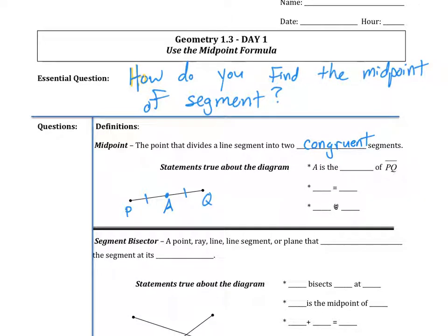So what we would say about this is that A is the midpoint. And I'm going to abbreviate that, MDPT, for midpoint. So A is the midpoint of segment PQ. We would also say that the distance from P to A is equal to the distance from A to Q. And this has an @ symbol. It should be a congruent symbol. And we would say segment PA is congruent to segment AQ. So if A is the midpoint, all those things are true.